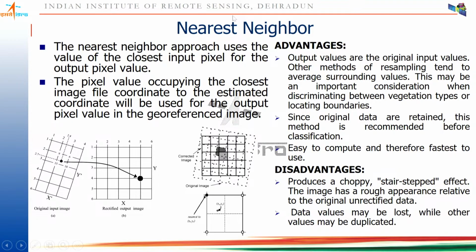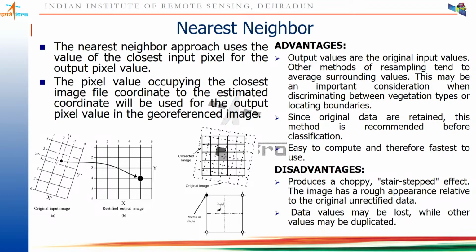So nearest neighbor is the simplest one, where when the two grids do not match, we take the nearest pixel. Like if my solid one is the corrected and the dashed line indicates the raw image, then if I have to fill the corrected image at this location, we look at the nearest pixel, right, and fill in the DN values. The advantage is it's a very simple method. Data is coming from the original image value, right? It's easy to compute, fastest.